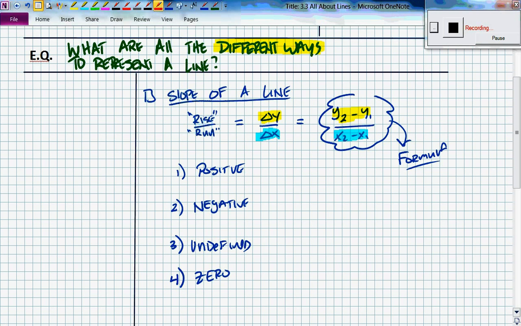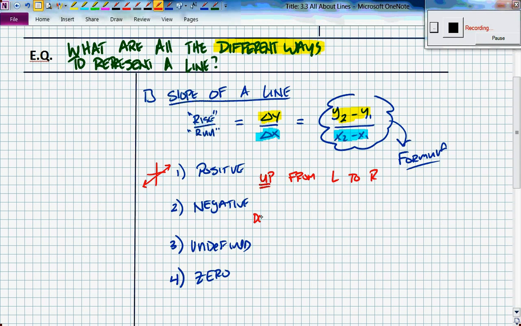If you were going to describe to me a positive slope, how would you describe it in words? It goes up from left to right. Very good. The line goes up from left to right. So if I was going to draw a little sketch of that, it would look something like this. The line is going up from left to right. You guys dig?